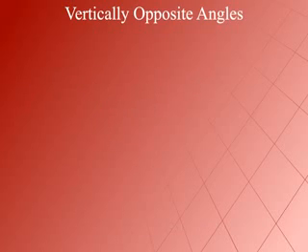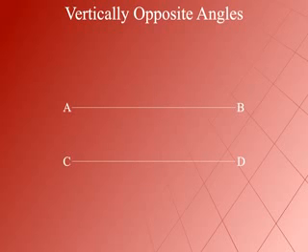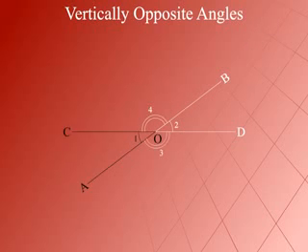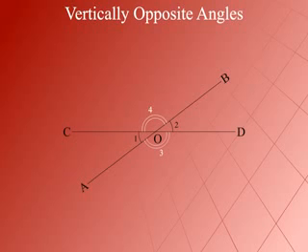Vertically opposite angles. Here are two lines AB and CD intersecting each other at a point O. Four angles are formed. Angle AOC and angle DOB are angles opposite to each other. These make a pair of vertically opposite angles which are equal. Angle AOC is equal to angle DOB.